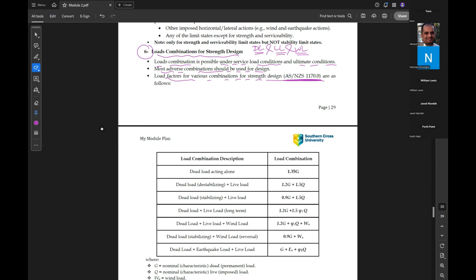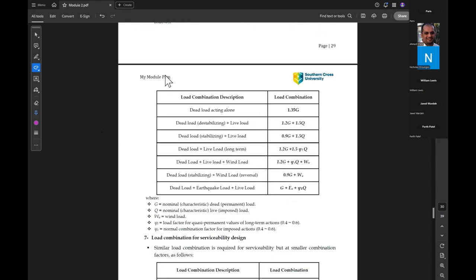The load factors for various combinations are given in AS 1170.0 as follows. So the first is dead load alone, G alone. So the combination is 1.35 G. Second is we might have dead load plus live load, so G plus Q. So 1.2 G plus 1.5 Q.